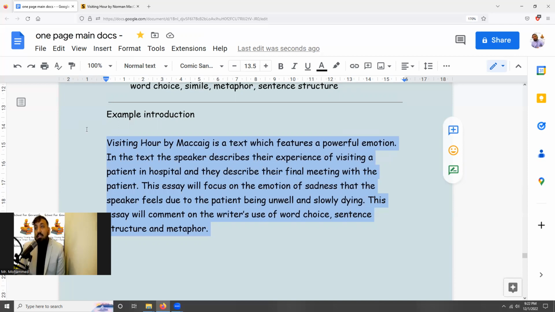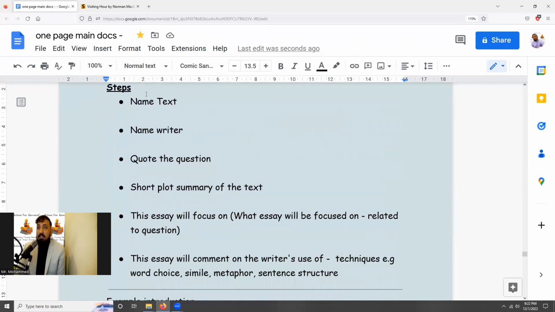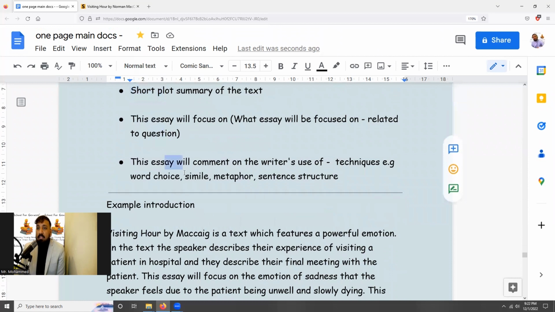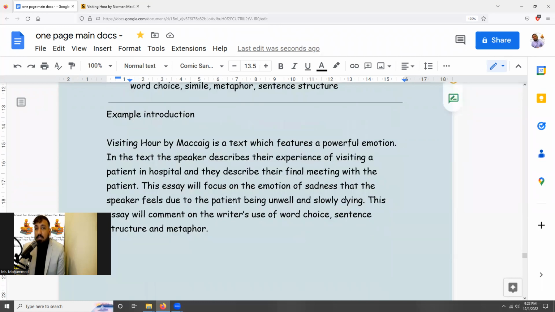So, do you see how professional and how sort of academic that introduction sounds? And it's literally just doing one step at a time. Okay? One step at a time. That is all you need to do.